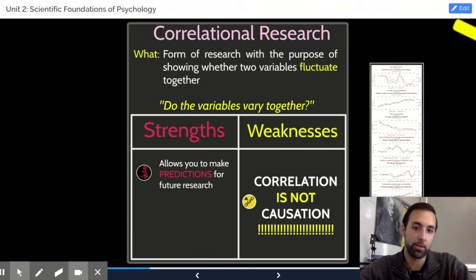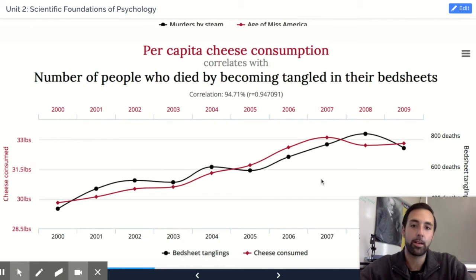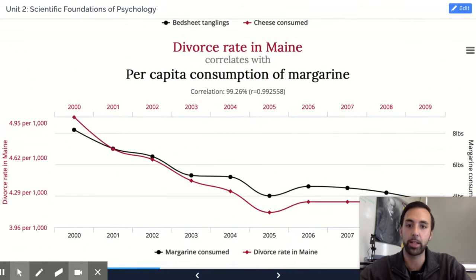If I can show you this in a really funny way, let's take a look at these variables. The amount of cheese consumed is correlated with the amount of people who have died by being tangled in their bed sheets. Those 2 variables have fluctuated together since 2000. We're not, though, going to take this data with this graph and say that cheese consumption is causing people to be killed by their bed sheets. That would be an asinine statement. But just because 2 variables are correlated doesn't mean there's a cause and effect relationship.